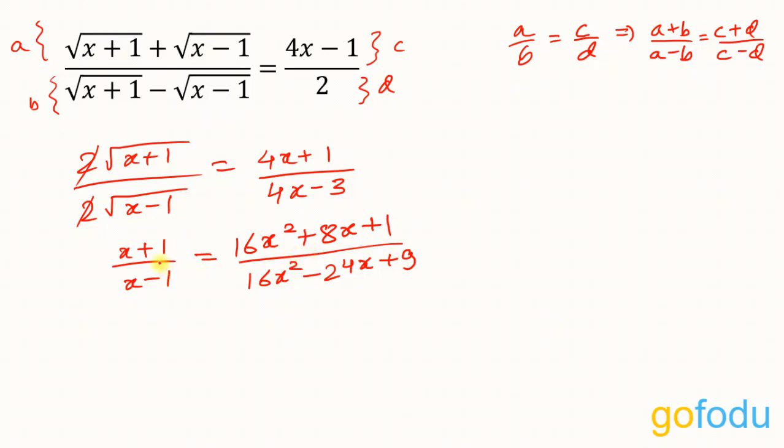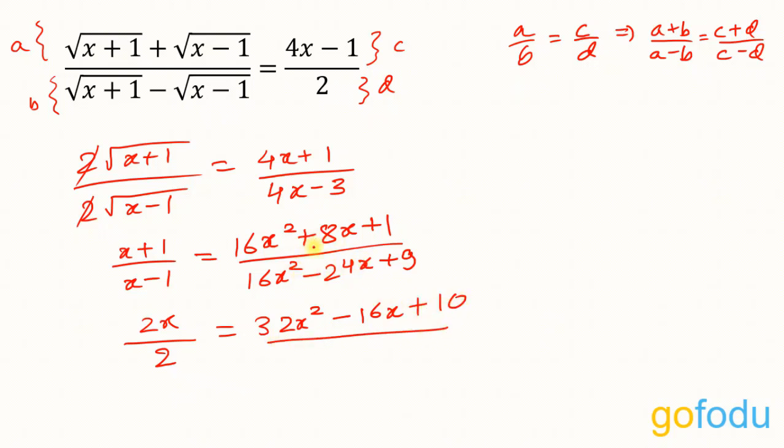Now either cross multiply or we can take componendo and dividendo again. Okay, because we still see m plus n upon m minus n format here. So we can take componendo and dividendo again. So x plus 1 plus x minus 1 would be 2x upon x plus 1 minus x minus 1 minus x, and minus will become plus. So this would be 2 in the denominator. And add this numerator and denominator, we will have 32x square plus 8x minus 24x is minus 16x plus 1 plus 9 is plus 10.